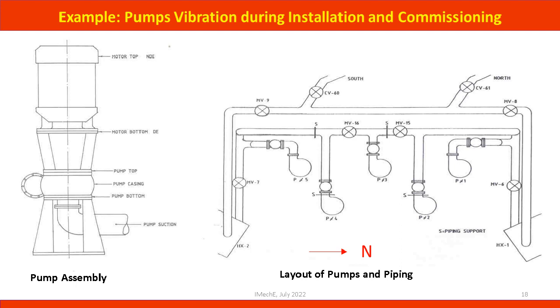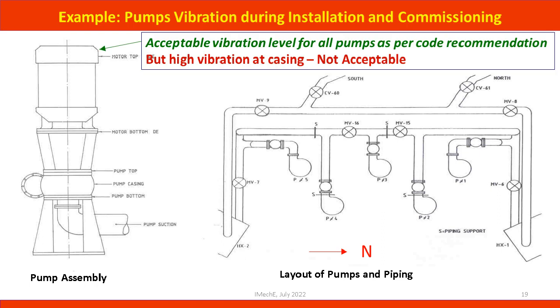But during installation and commissioning, the plant people surveyed the vibration all along the assembly of all five pumps. What they found is that the overall vibration on the top of the pump, non-driving end, is well within the acceptable limit. But on the casing, in four out of the five pumps, there was very high vibration. This means that if we start running this machine, maybe the impellers are going to fail frequently.